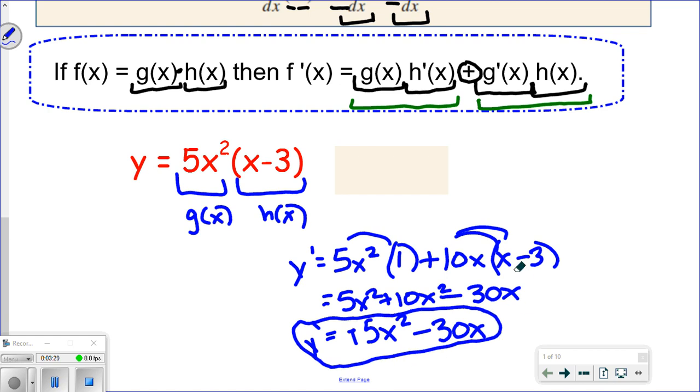but you have to be careful. There's definitely situations where you have to use the product rule. You cannot always distribute or multiply something out. So prepare yourself. You will have to use the product rule sometimes.